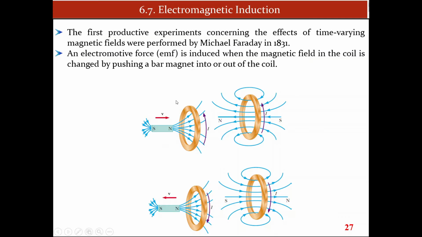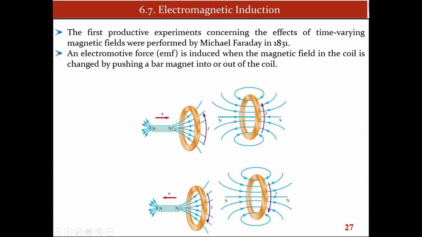For example, in the first picture, this is a bar magnet and this is a coil. The bar magnet is moving towards the coil, so the coil produces a current. For this current to have a magnetic field, as you can see here, the current is going upward. When you apply the right hand rule, the magnetic field produces a north pole. This coil produces a north pole on the left side and a south pole on the right side.